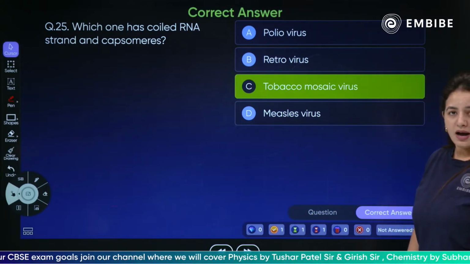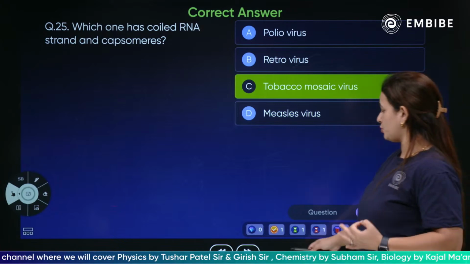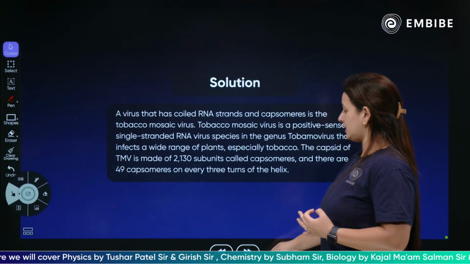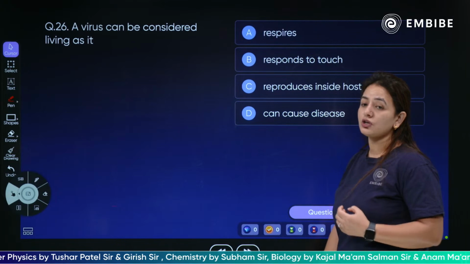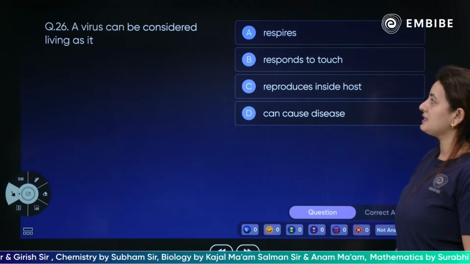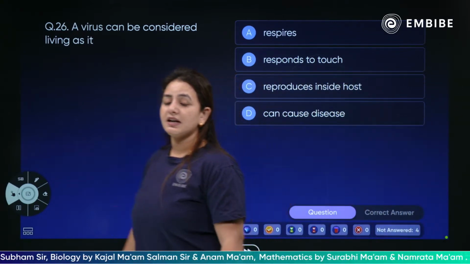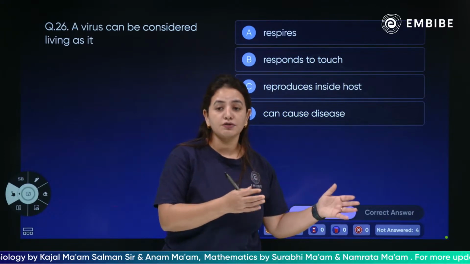Tobacco mosaic virus was the first virus to be crystallized. It has capsomeres and a coiled RNA. We have already discussed the structure of the tobacco mosaic virus in our session. Next, viruses can be considered living. They are considered living since viruses are an exception to the cell theory.